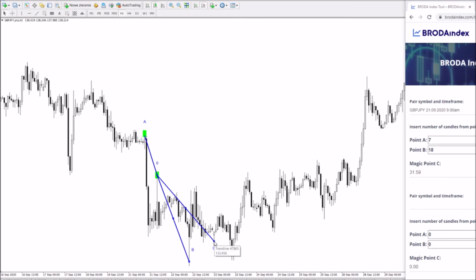Now let's take it as point B. Substitute 32 into the calculator. Point C is the 51st candle. And it is correct. The whole process can be continued and supported in decisions.